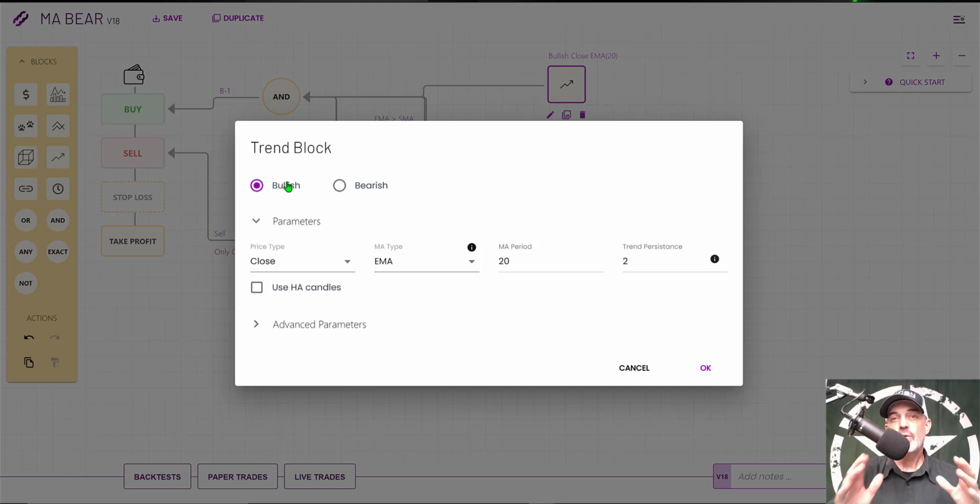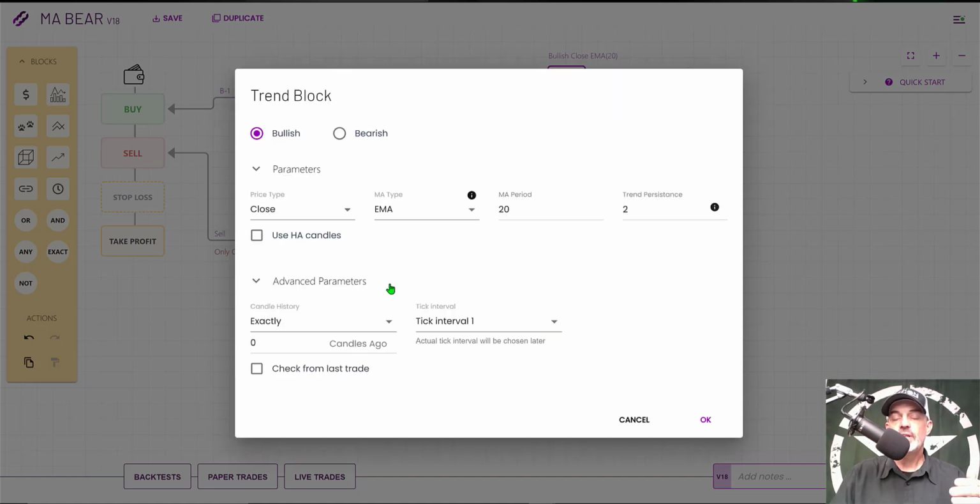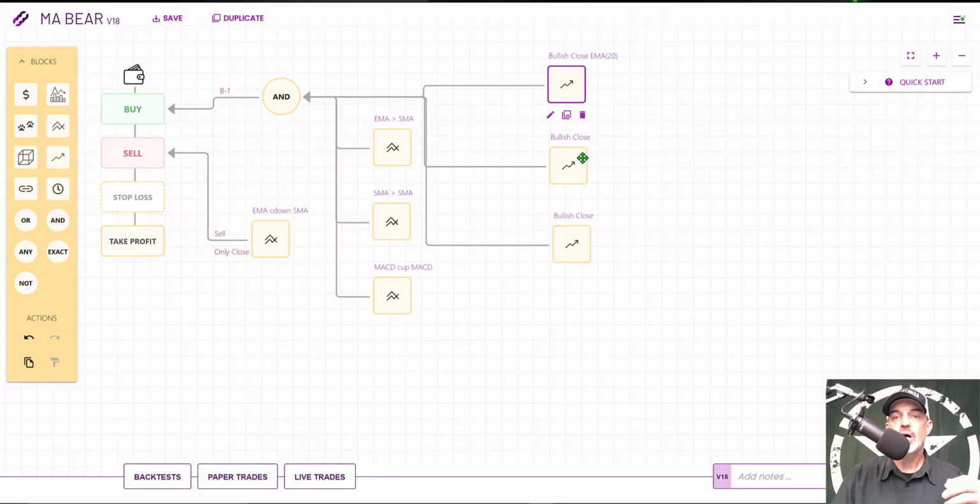In this case, even though this is designed for a bear market, I still want to be bullish because I'm entering a long position. I don't want to be entering a position if the market's selling off. I want to take advantage of the bullish moments in a bear market. And so the first trend block is bullish with the parameters of close, EMA, 20 period, trend persistence of 2. And I just have the default advanced parameter set. So we'll click OK for that particular block.